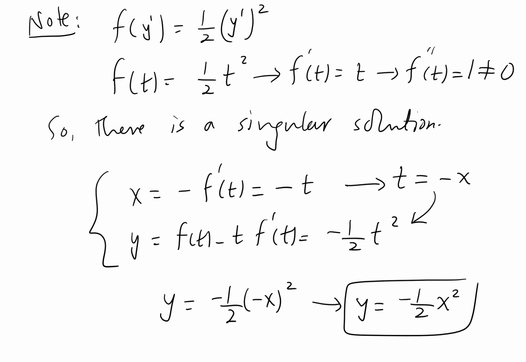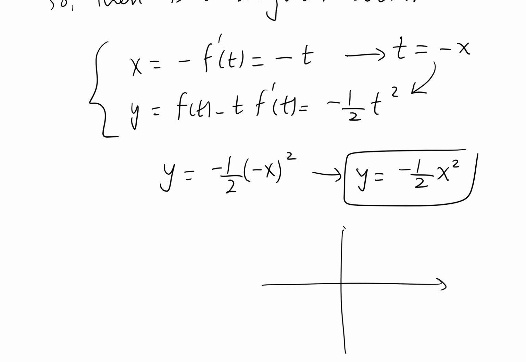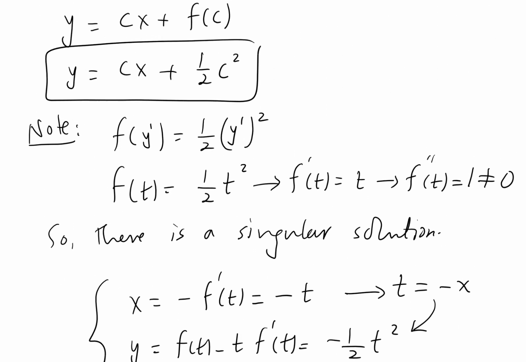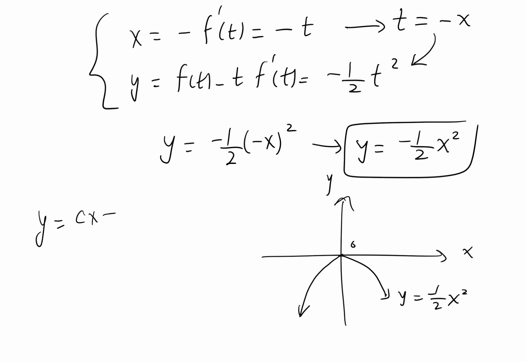So this means graphically, if you like to graph this, that one looks like this: y equals negative 1/2 x squared. And for the one we found, y equals c x plus 1/2 c squared, for every c value you choose here, you get a solution. So if you choose c to be 1, that would give us x plus 1/2. If you choose c to be negative 1, you get negative x plus 1/2, and so on and so forth. So for every c value, there is a solution to the given differential equation.